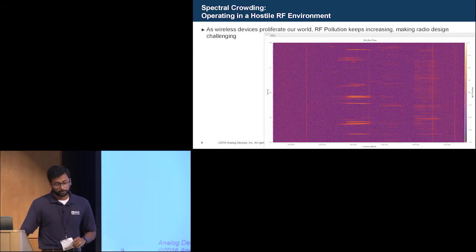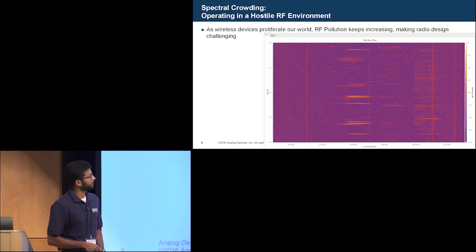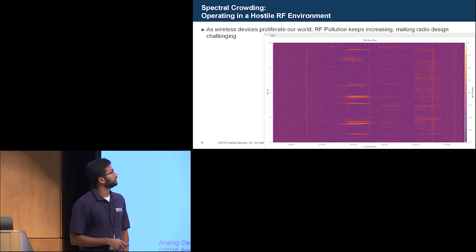Spectral crowding in hostile RF environments. Now this is a pretty old graph. This is something I took from IEEE Spectrum magazine, but the point I want to make is that man-made noise is a problem, especially at higher frequencies and always in ISM bands for sure.